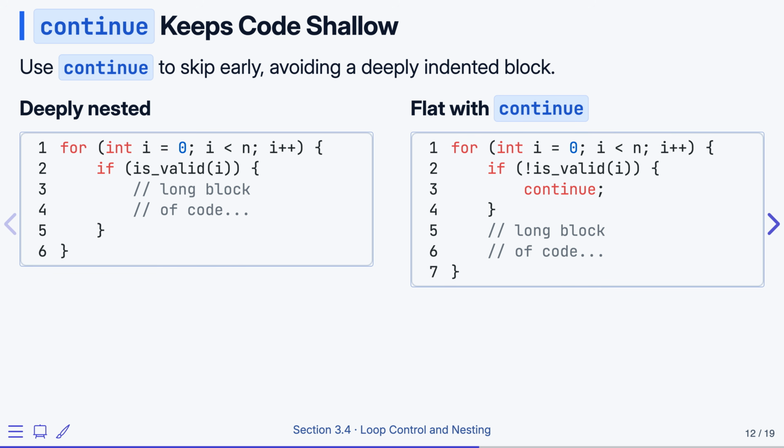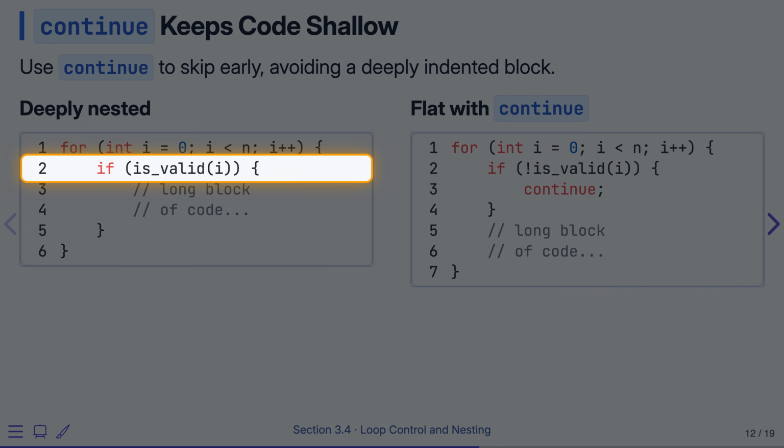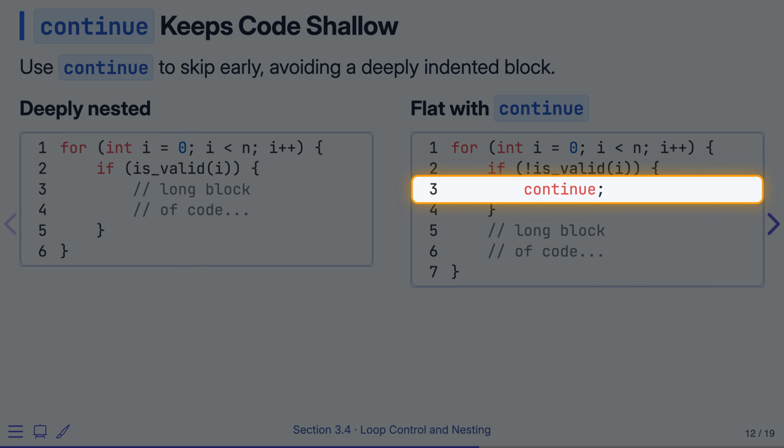Here is a practical reason to reach for continue. It keeps your code shallow. On the left, the main work is wrapped inside an if block, so everything is indented an extra level. When that block is long, all that indentation adds up and gets hard to read. On the right, we flip it. If the item is not valid, continue skips to the next pass. Then the main work sits at the normal indentation level, not buried inside an if. For now, is_valid is a simple check. You will write your own functions like it in Chapter 4.